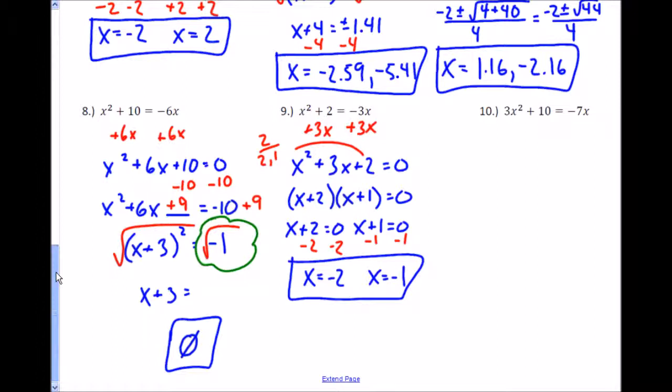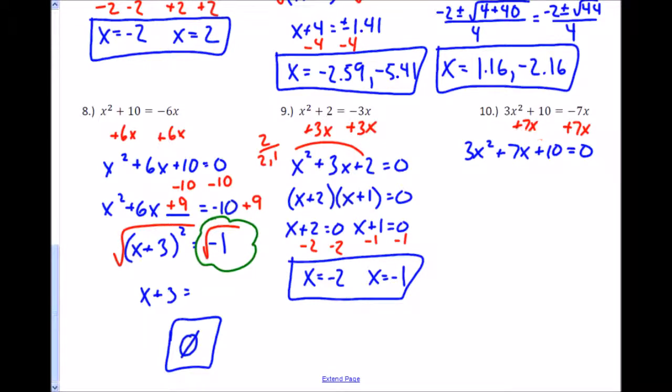For number 10 here, the first thing we want to do is add that 7x to each side, because again, we want this whole thing set equal to 0, and that's going to leave me with a 3x squared plus 7x plus 10 equals 0. And now from here, we can try the same old tricks, try building a bridge. That gives me a 30. And I'm looking for two numbers that multiply to 30 but add to a 7. And again, it's not going to happen.